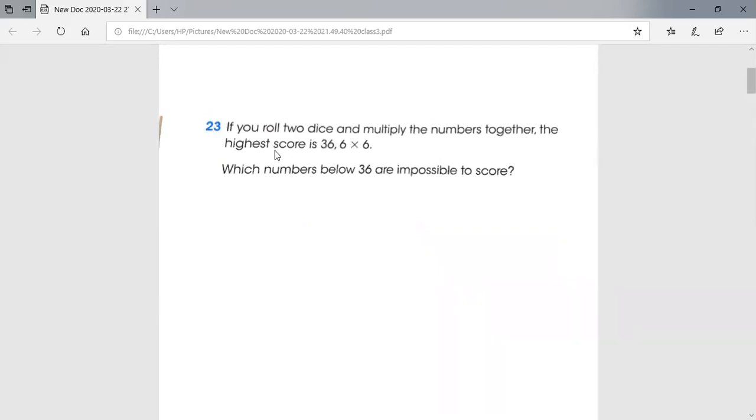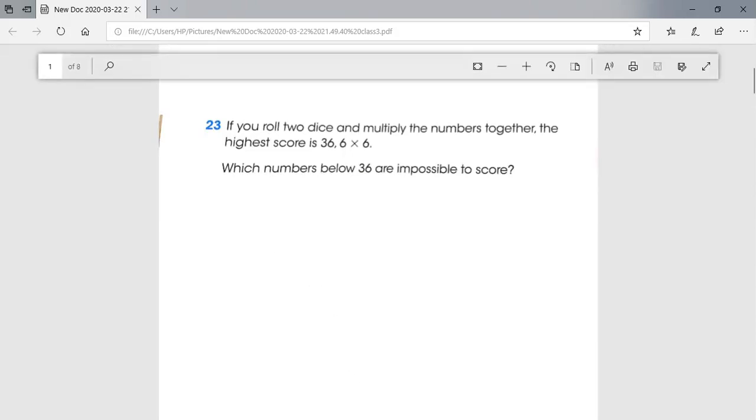Okay, here, if you roll two dice and multiply the numbers together, the highest score is 36, 6 into 6. So which numbers below 36 are impossible to score? If you look at the first die, it's showing the score either 1 or 2 or 3 or 4, or 5, or 6, like this way.